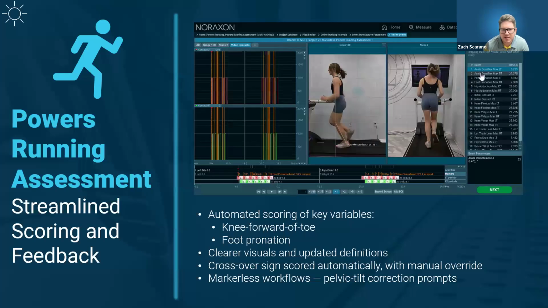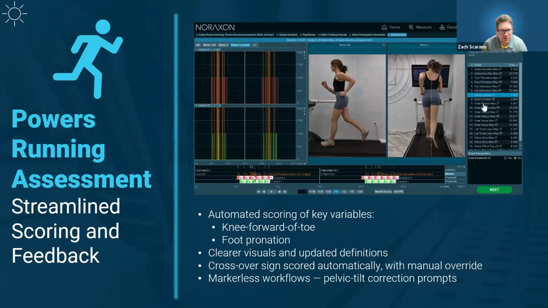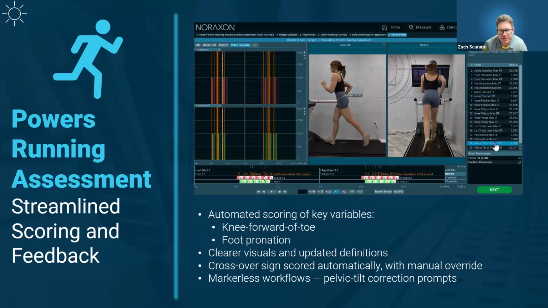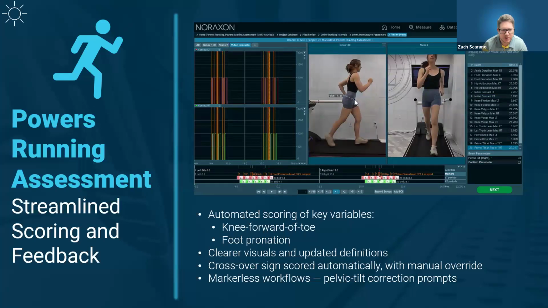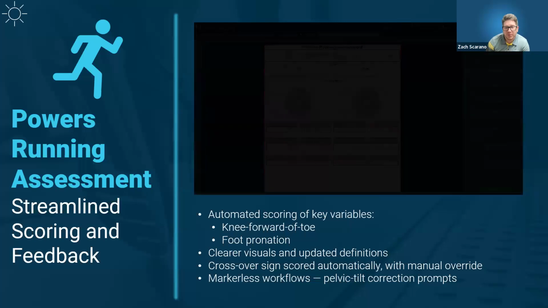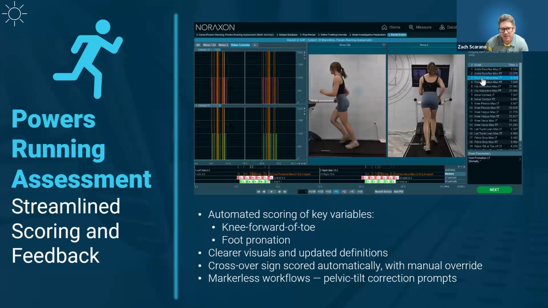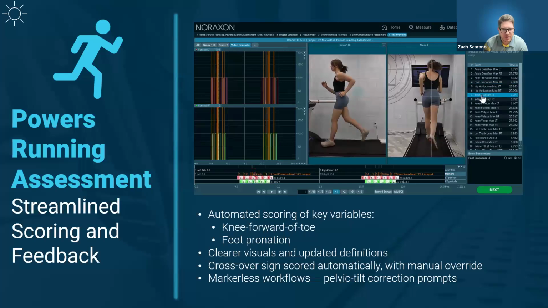The crossover sign is also scored automatically, but you still have the ability to override it. There's some logic built in there to automatically apply that yes or no selection. But of course, you can still click over and use your own interpretation. And then another addition that we made for the markerless workflows is that we've added prompts to correct the pelvic tilt, just helping ensure accuracy for that metric.